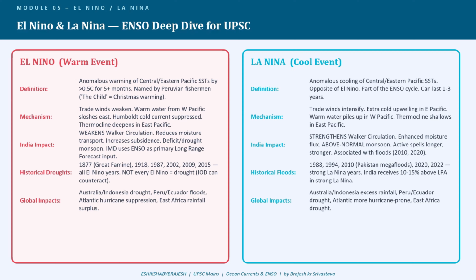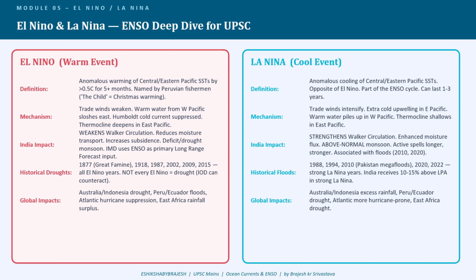India impact: the warm eastern Pacific disrupts the Walker circulation. The rising air zone that was over Indonesia now shifts toward the Central Pacific, taking rainfall with it. The descending branch of the Walker circulation intensifies over India. Descending air equals subsidence equals dry conditions. India's monsoon is suppressed. The Indian Meteorological Department treats the ENSO index as its primary predictor in the April long-range forecast.